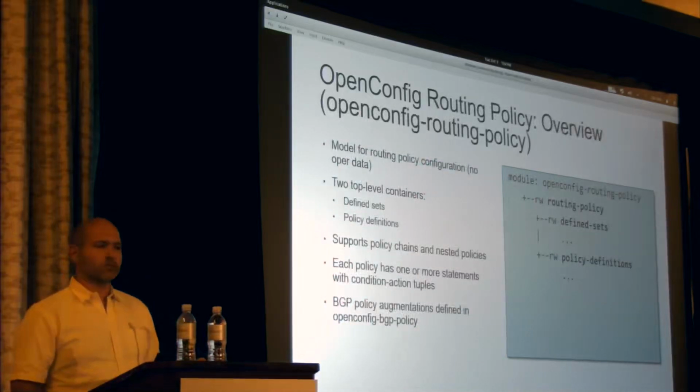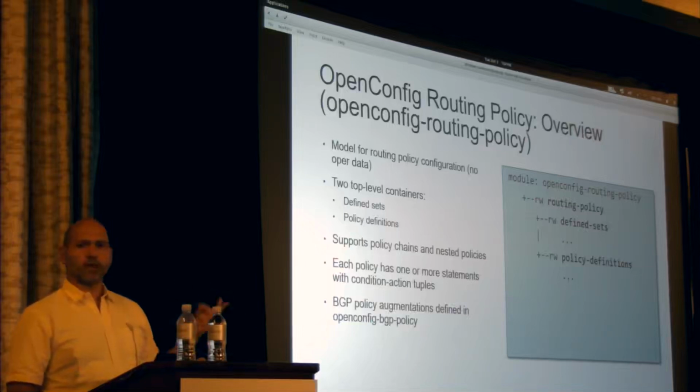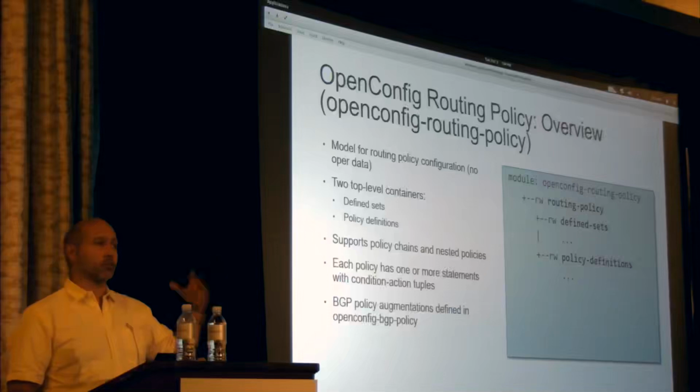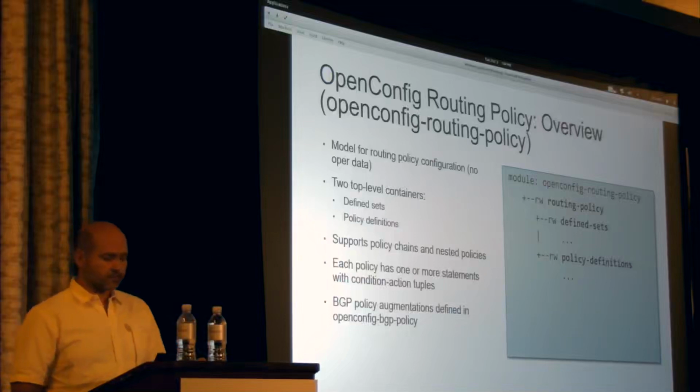So that's for BGP. For BGP, again, 3 main components: global, peer groups, and neighbors. Each of them has a list, with the exception of global. Global is just the global BGP configuration and state, I should say.